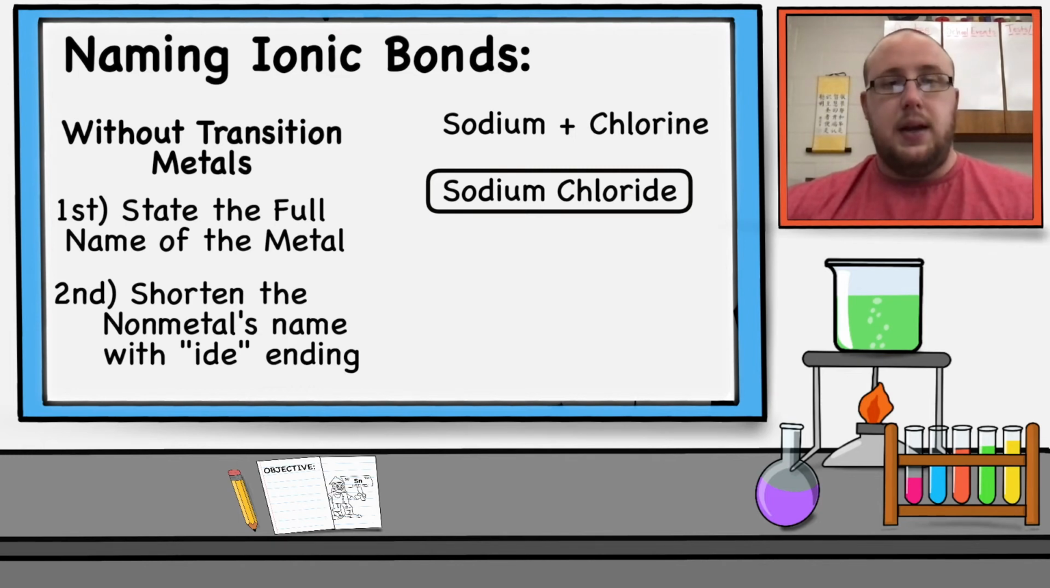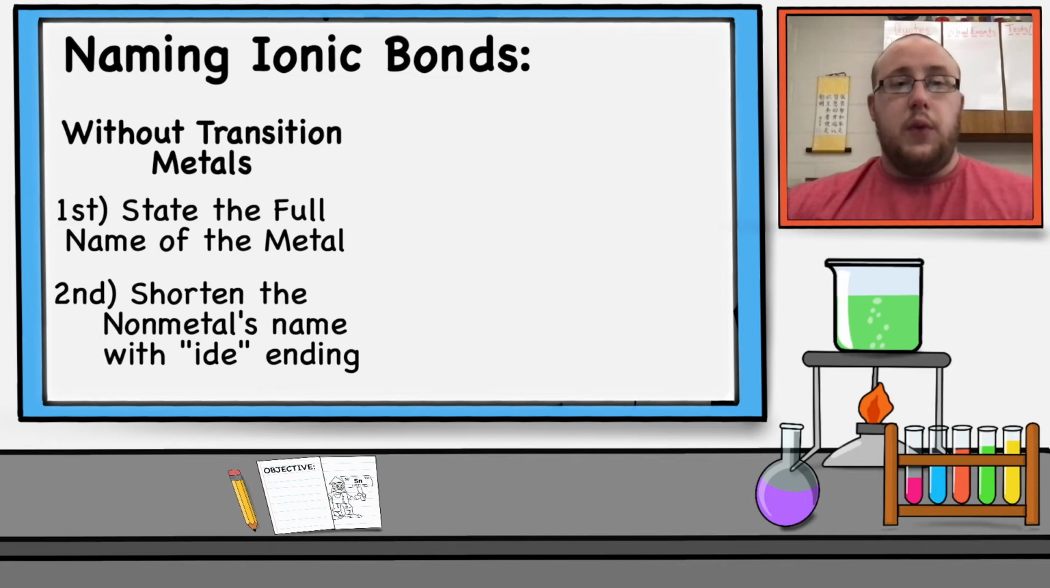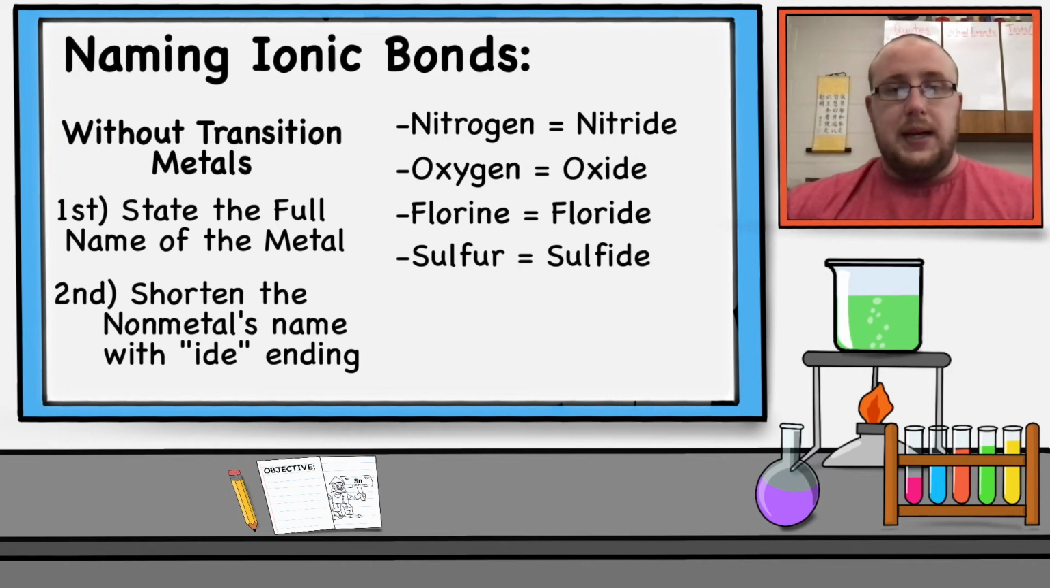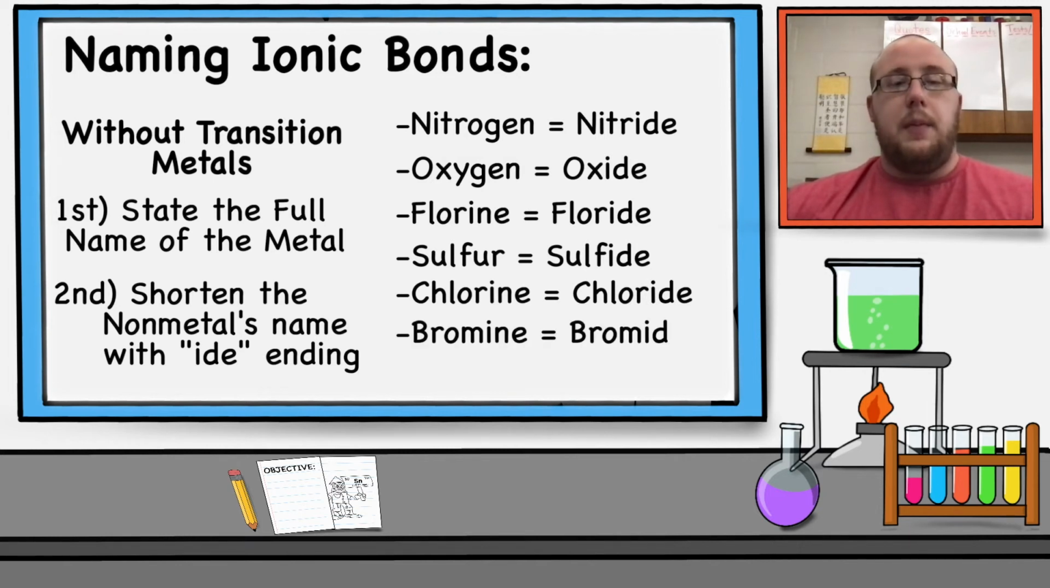Not too bad. Here are a few nonmetals converted into the "ide" ending so that you get an idea of how this goes. If we had nitrogen and wanted to shorten it and put the "ide" ending on it, it'd be nitride. Oxygen would become oxide, fluorine would become fluoride, sulfur would become sulfide, chlorine would become chloride, and bromine would become bromide.